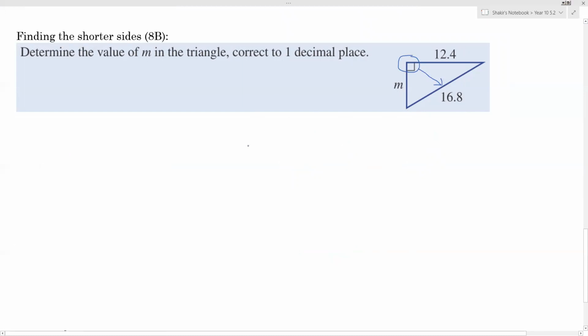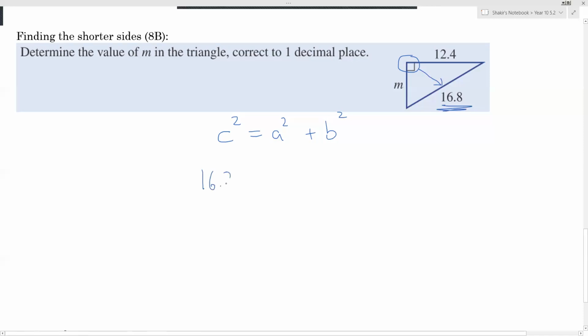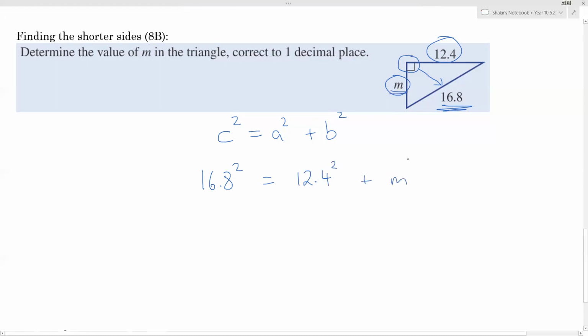So you always start off by writing this: c squared is equal to a squared plus b squared. Now I want to make the appropriate substitutions. What's the hypotenuse? 16.8 squared. So I'll write 16.8 squared is equal to, now it's going to be the short side and the short side. It doesn't matter which one you write first. So I'll write 12.4 first. Plus, and this is M, so M squared.